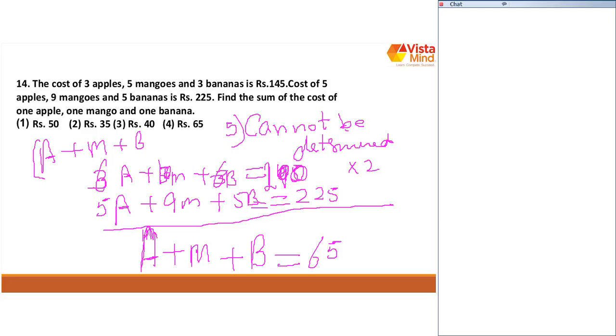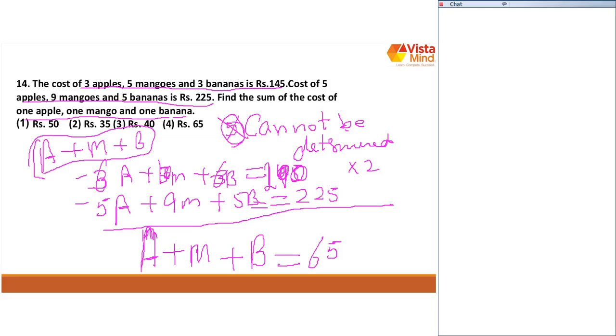Okay, the question says that 3 apples, 5 mangoes, and 3 bananas cost rupees 145, whereas 5 apples, 9 mangoes, and 5 bananas cost 225. So I wrote 2 equations over there. Now we need to find the sum of 1 apple, 1 mango, and 1 banana. That is, we need to find the value of this. By giving the first option, this is not correct.